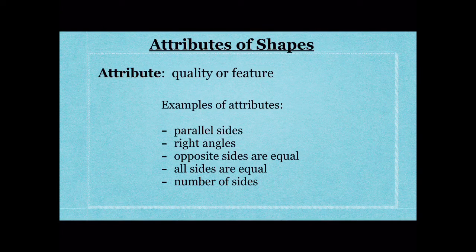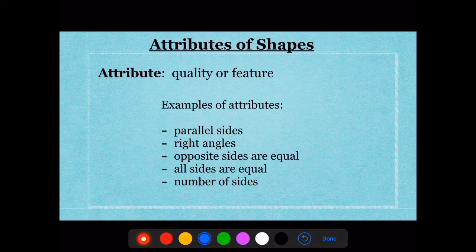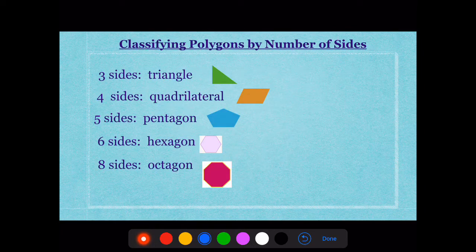So let's talk a little bit about the attributes of shapes. When we say attribute, we mean a quality or feature that shapes have. Some examples of attributes are parallel sides, and remember that means the sides will never intersect. Right angles, which means they make a 90-degree angle, like a perfect square corner. Opposite sides are equal, so the sides across from each other have the same length. All sides are equal, or number of sides. And that's what we're going to talk about before we move on.